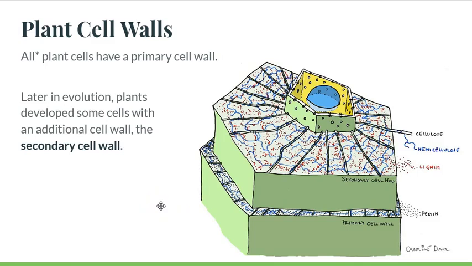So all plant cells can start out with a primary wall, but later in some evolutionary groups, we're going to get plant cells that develop this secondary wall. And the only plant group that doesn't have this would be the bryophytes, because we start to see this secondary wall when we start to see lignified vascular tissue. So the secondary wall forms within the primary wall. So here's our original primary wall here.